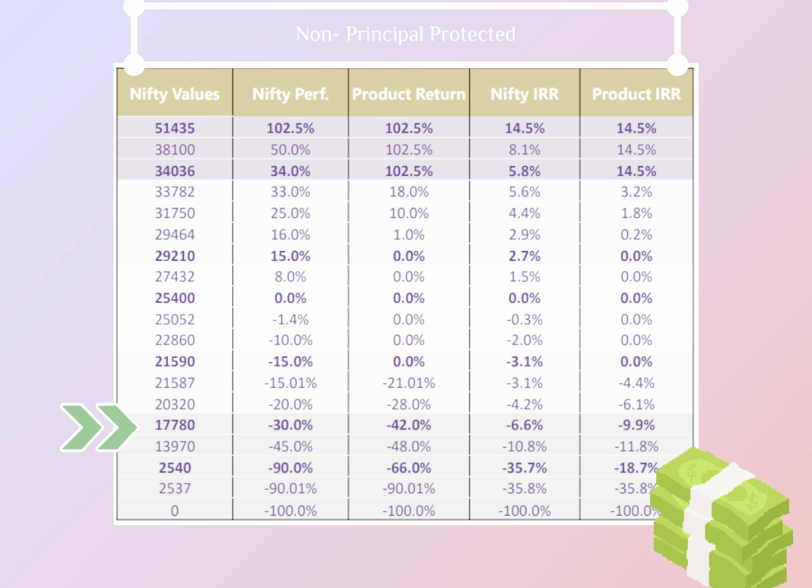Whereas if it comes down by 30%, say 17,780, then the product return will be minus 42%. In IRR terms, for 6.6% negative return of Nifty, the product will deliver 9.9%, or say 10% negative return. This was an example of market linked debentures which are non-principal protected.